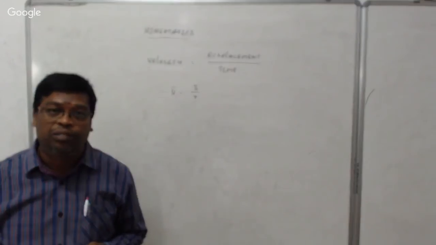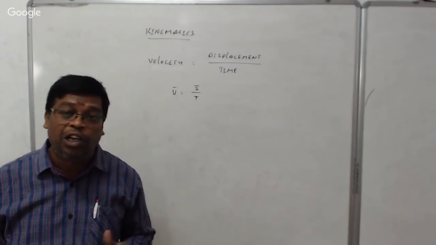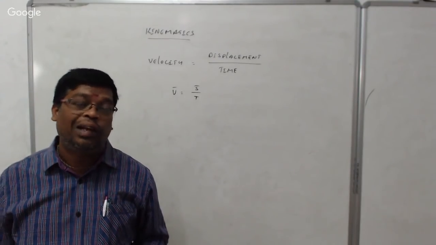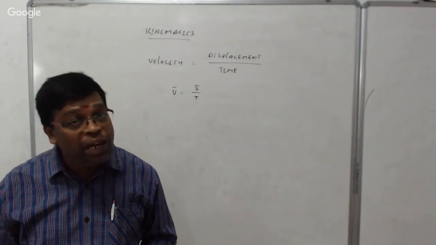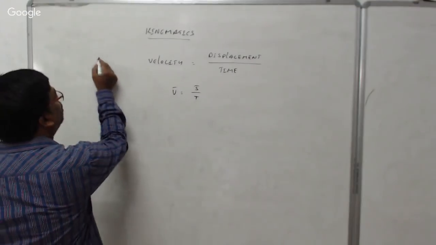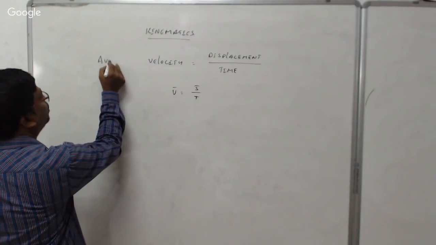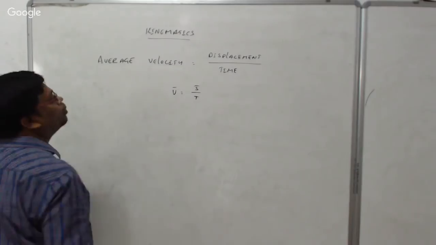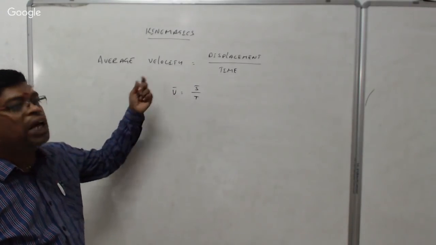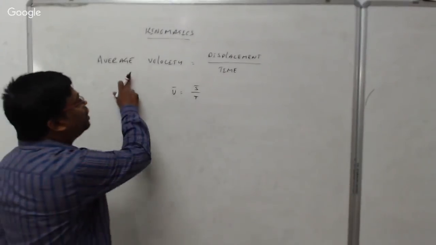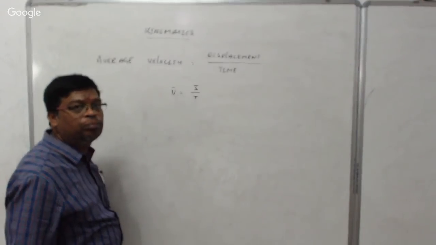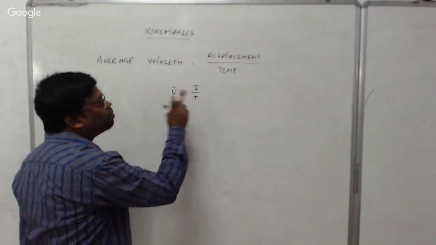When we were learning speed, I clearly mentioned that the terms speed and velocity are not the actual terms. They should be termed as average speed and average velocity, isn't it? So I am adding average. We simply use velocity, but average velocity is the actual terminology. So average velocity is equal to total displacement by total time taken. Therefore, V bar is equal to S bar by T.